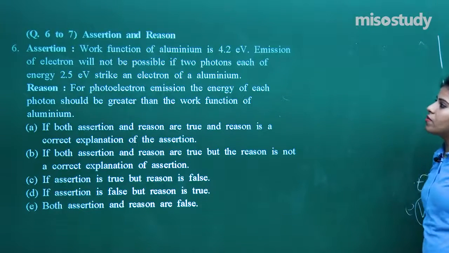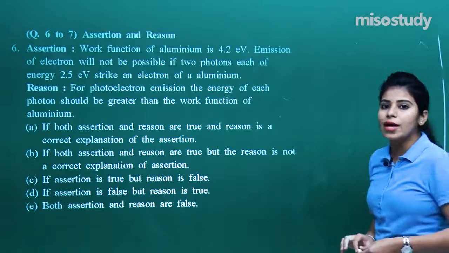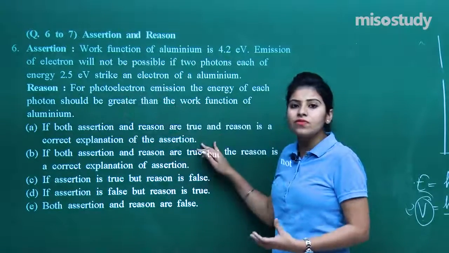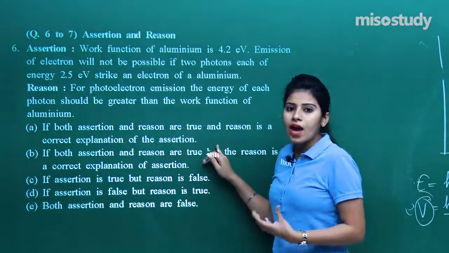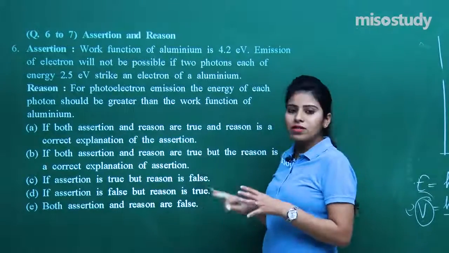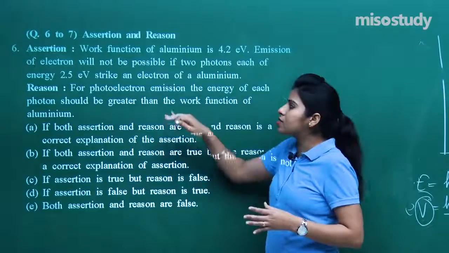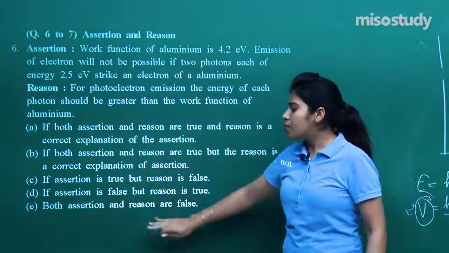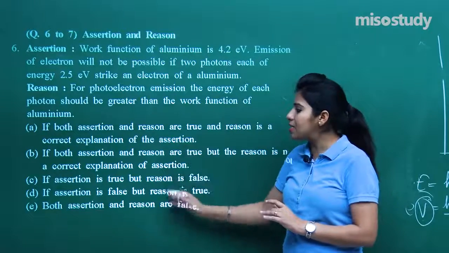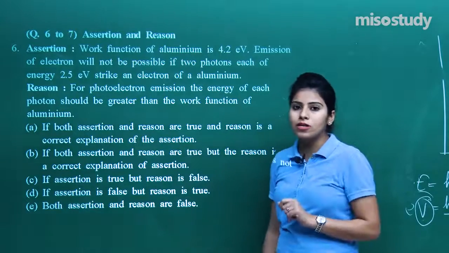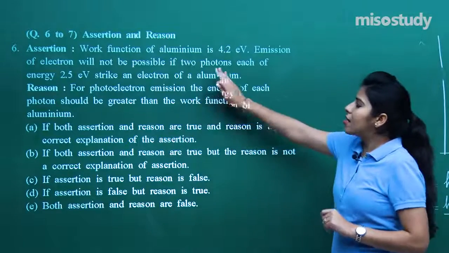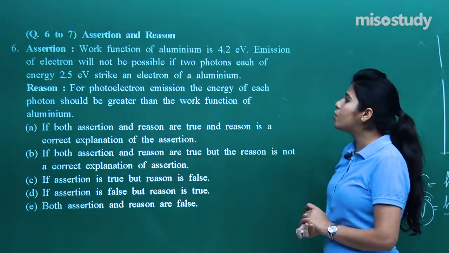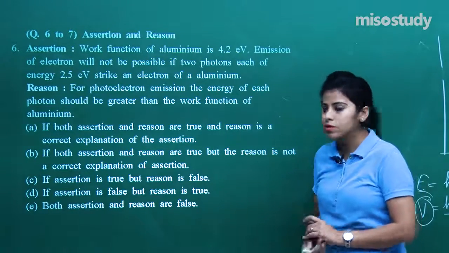Questions number 6 and 7 are assertion and reason type questions, where you will have an assertion and the reason for that assertion will be given, and we have to tell whether the statement is true and whether the reason is the correct explanation for the assertion or not. We have 5 options, A, B, C, D and E. We have to choose one particular option. Now let me read out the assertion, which says that the work function of aluminium is 4.2 electron volt.